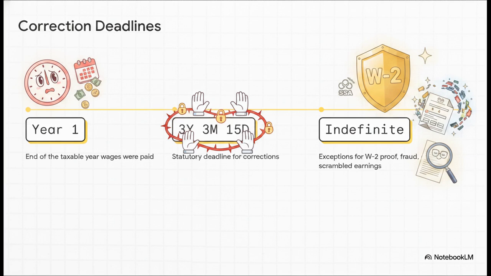Very specific, I know. It sounds scary, but take comfort in the massive exceptions to this rule. If you have solid proof, like that W-2 we keep hyping up, or if the error was due to fraud and agency mechanical error, or those scrambled identities, the SSA actually allows corrections indefinitely. You can fix it no matter how much time has passed.